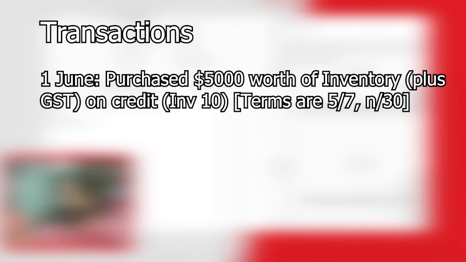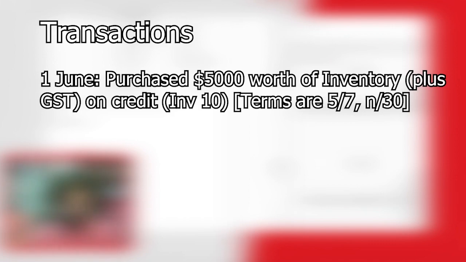And let's do our set of 3 transactions. We're going to be working with a through line of 3 transactions the whole time, so if you're ever stuck, do go back to these transactions. The first transaction: purchased $5,000 worth of inventory plus GST on credit. The terms are 5/7 and N/30, and this is invoice 10.